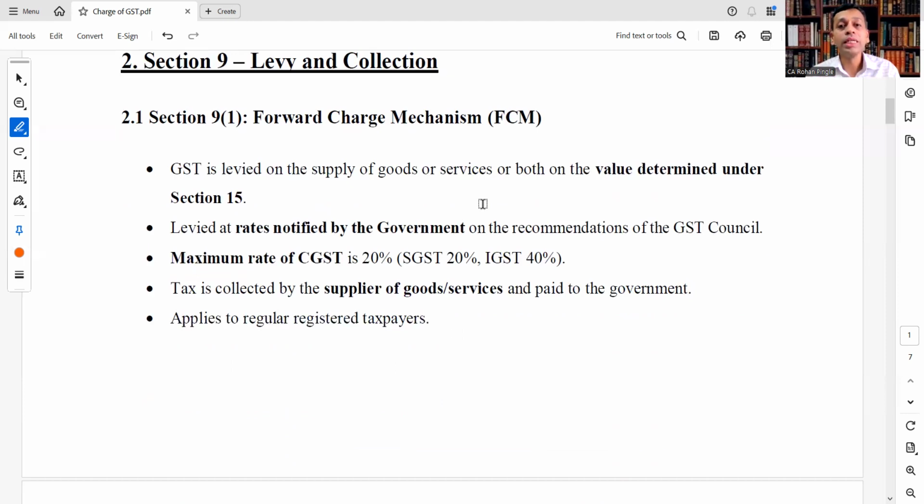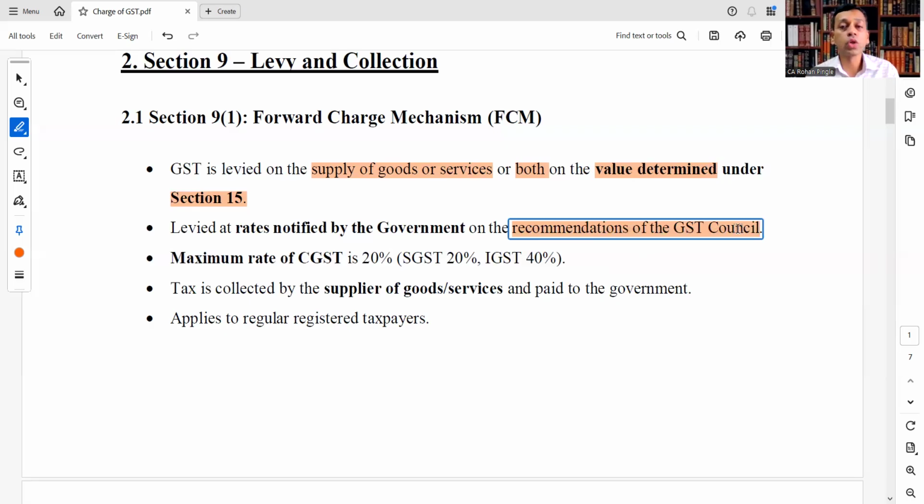GST is levied on the supply of goods or services or both on the value determined under section 15. We will cover this in the next topics. Today we are just talking about the charge of GST, so focus on that particular aspect. GST is levied at rates notified by the government on the recommendations of the GST Council.